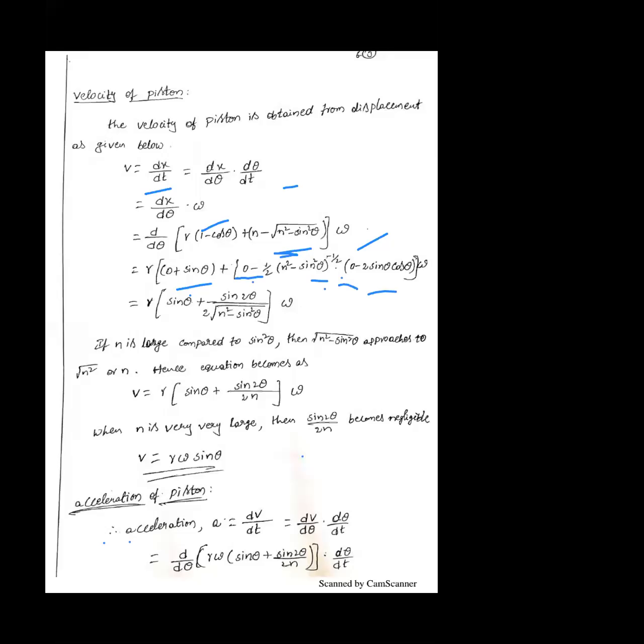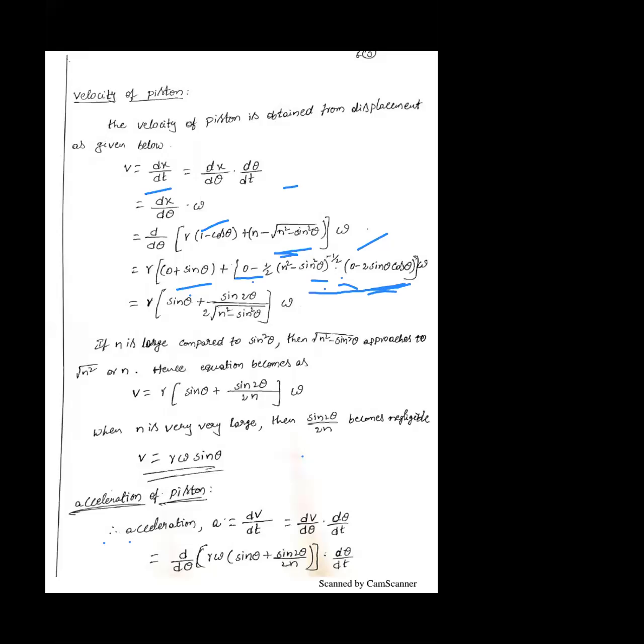And sin square theta: its differentiation is 2 sin theta cos theta. Why? Because again we apply the same rule for x power n, n into x power n minus 1. So sin square theta is differentiated to 2 sin theta cos theta. That completes the differentiation. All of you observe that.